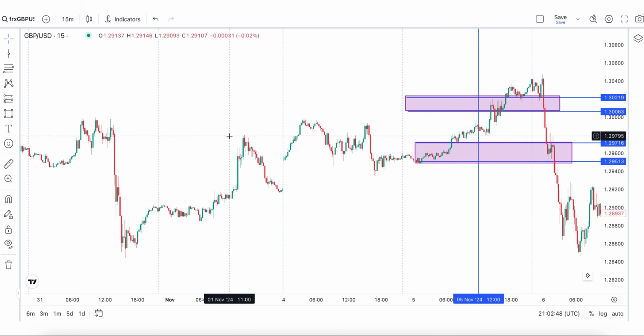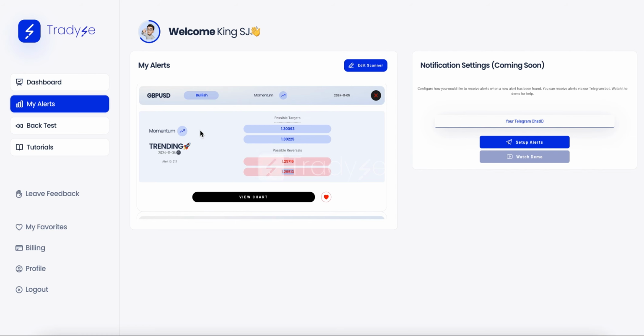So that's essentially how Tradyse works in a nutshell. Giving you enough time to make decisions. You want to buy, you want to sell, whatever you want to do, that's pretty up to you. So in terms of trading strategies, we tell you what the market bias is, right? And we provide you with a range of possible targets and possible reversals. You can essentially go ahead and build a trading strategy using this information.